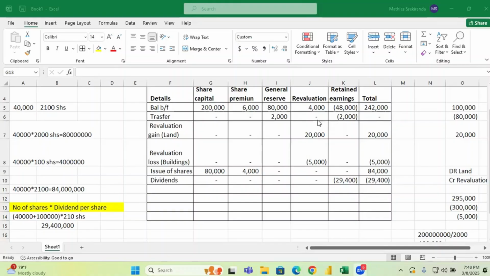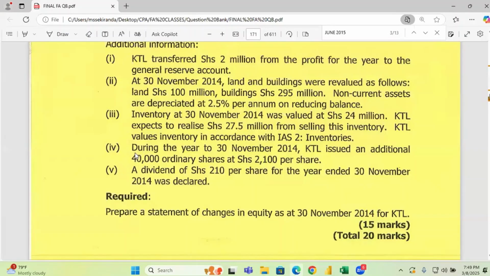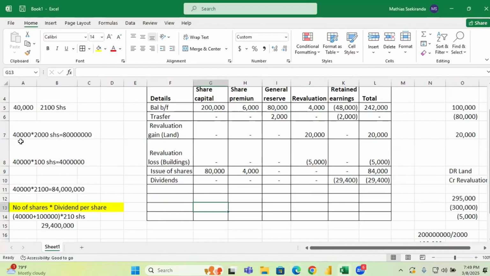Mine is, why didn't we add the 100,000 shares when we were writing down the statement of issue of shares? Did we issue out 100,000 shares? We issued out 40,000 shares, guys, not 100,000 shares. In note number 4, we issued additional 40,000 shares, and the computation we did was for 40,000 shares. This is the computation.